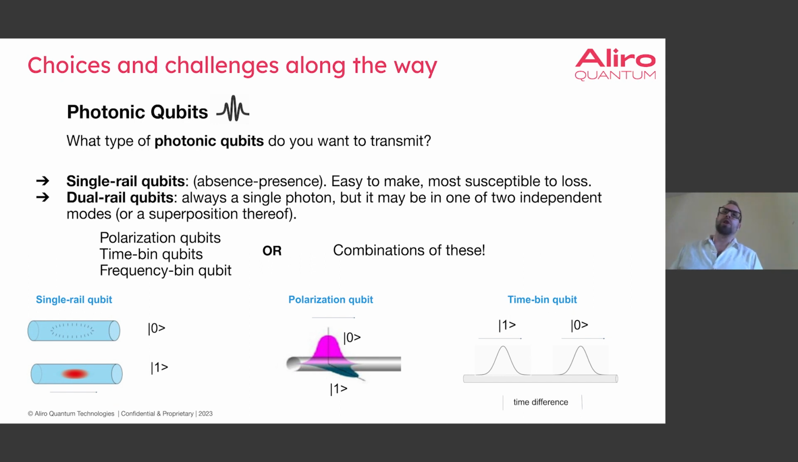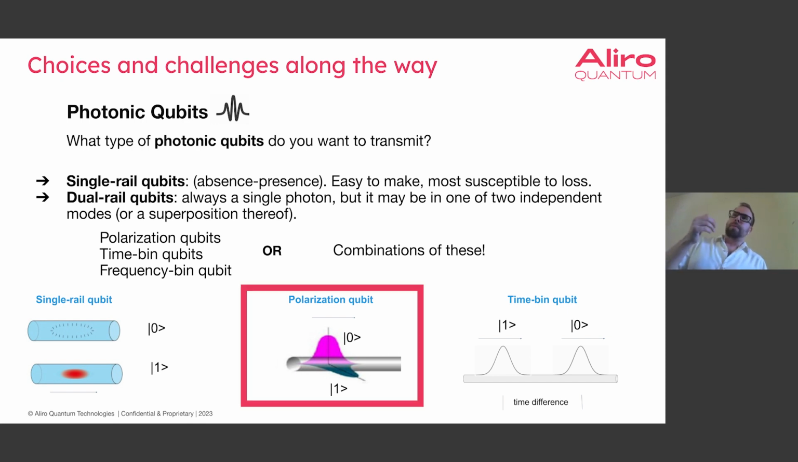So for that reason, we want to be able to know when we actually received our qubit or not, and that's what dual rail qubits are good for. This always uses a single photon, but it is distributed between two independent optical modes, or again, a superposition thereof, because we're dealing with quantum. So different kinds of dual rail qubits include polarization qubits. This is where a qubit is encoded into the polarization of a photon, right? If it's horizontally polarized, it's a 0. If it's vertically polarized, it's a 1, or in between.